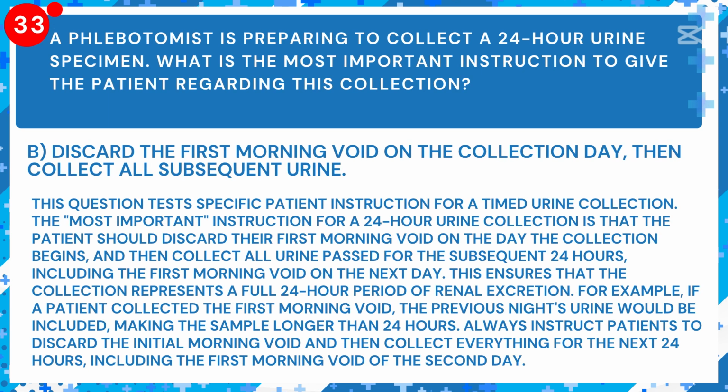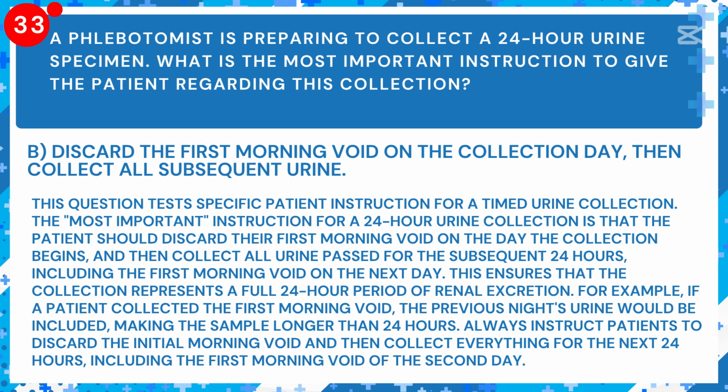Answer: B. Discard the first morning void on the collection day, then collect all subsequent urine. Explanation: this question tests specific patient instruction for a timed urine collection. The most important instruction for a 24-hour urine collection is that the patient should discard their first morning void on the day the collection begins, and then collect all urine passed for the subsequent 24 hours, including the first morning void on the next day.